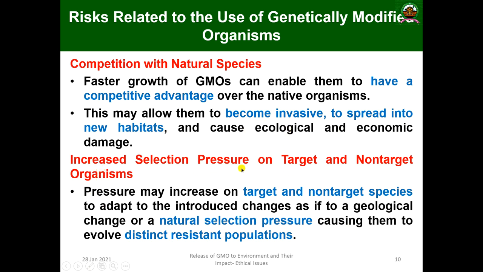Okay, next one is increased selection pressure on target and non-target organisms. The desired gene will bring increased pressure on the target and non-target organisms in comparison with natural selection pressure. That causes a distinct resistant population to arise, involving the natural mechanism. Every plant and animal has some natural mechanism to resist sudden environmental conditions. But this newly incoming gene will change the selection pressure on the target and affect the non-target organisms, and the features will be totally diminished.